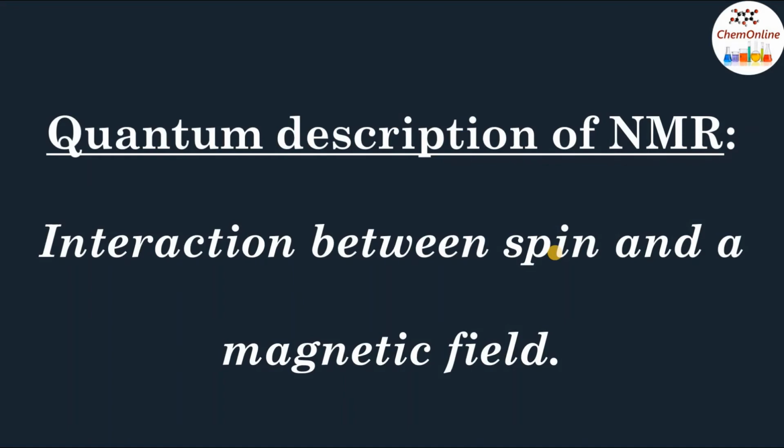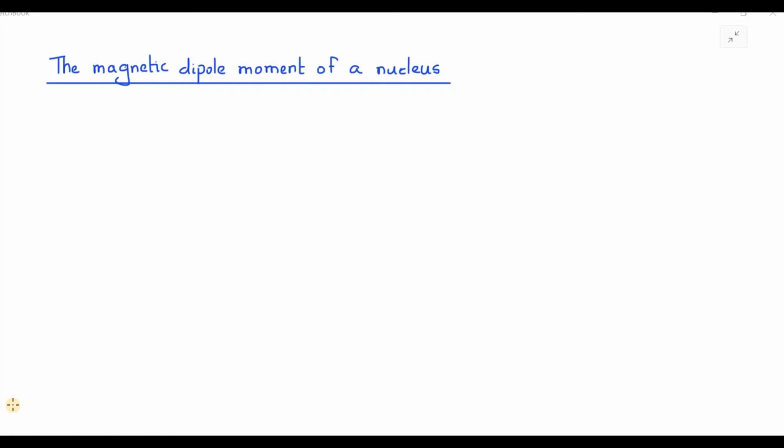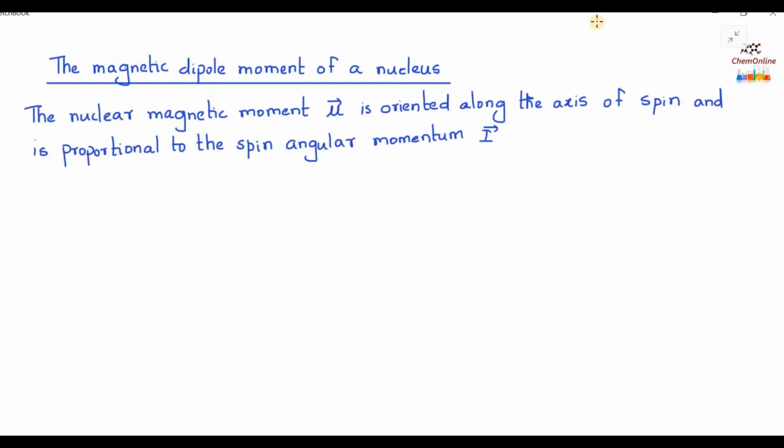Now let's see how quantum theory explains the origin of the NMR spectrum and how the spin of a nucleus interacts with a magnetic field. First, let's see an expression for the magnetic dipole moment of a nucleus. We have seen that a charged spinning particle will generate a magnetic field, or such a particle will act as a magnetic dipole.